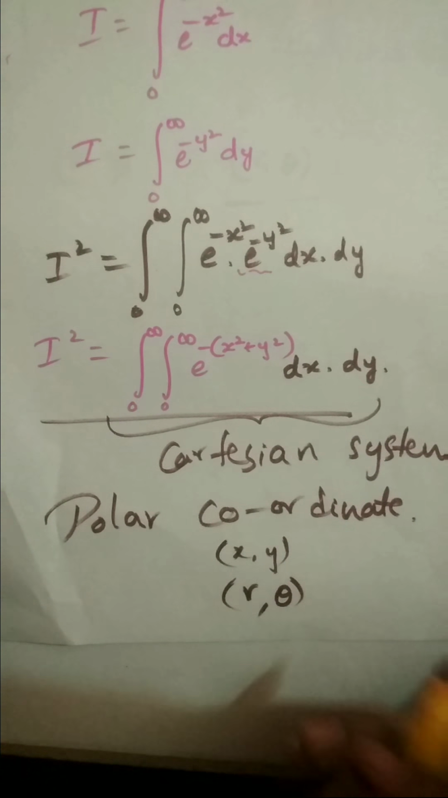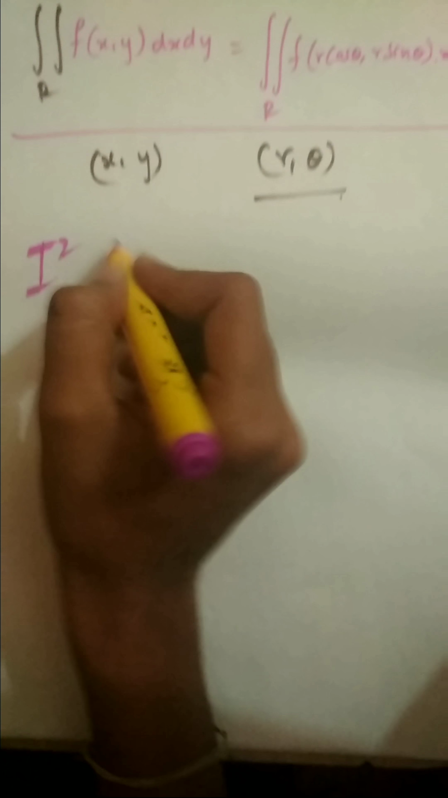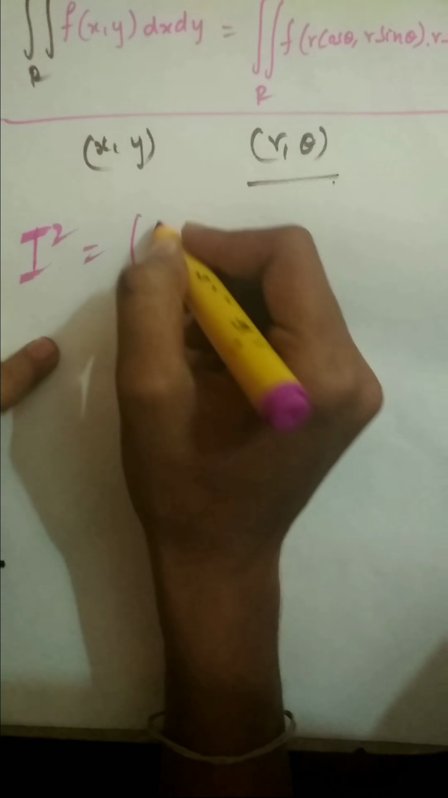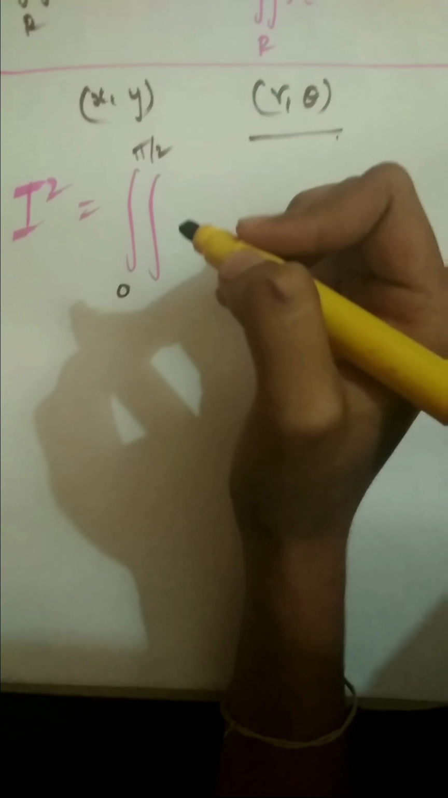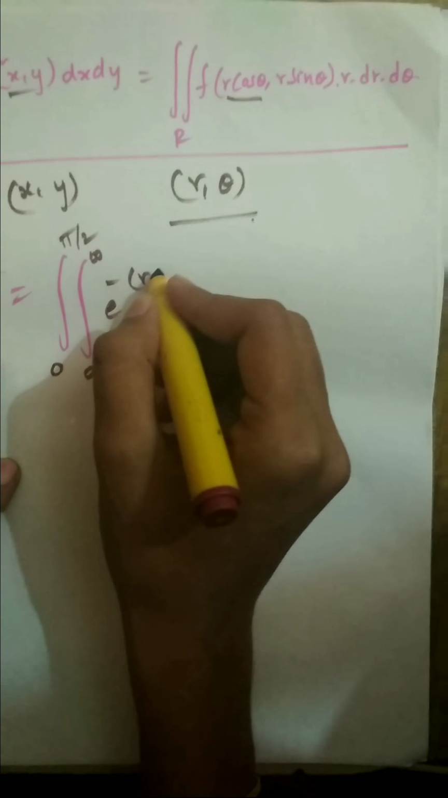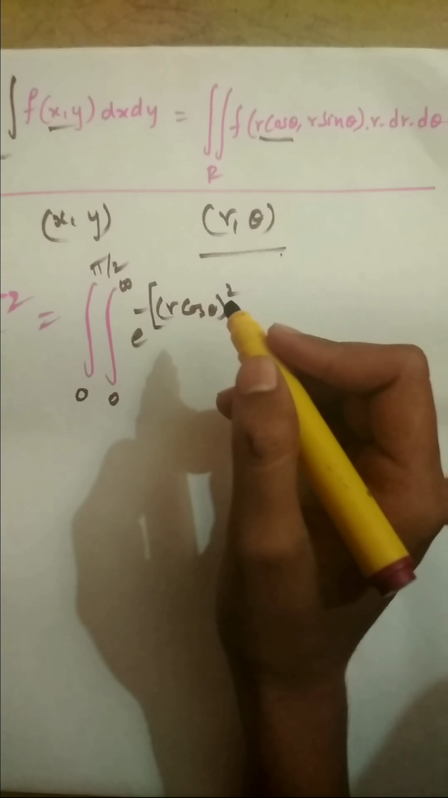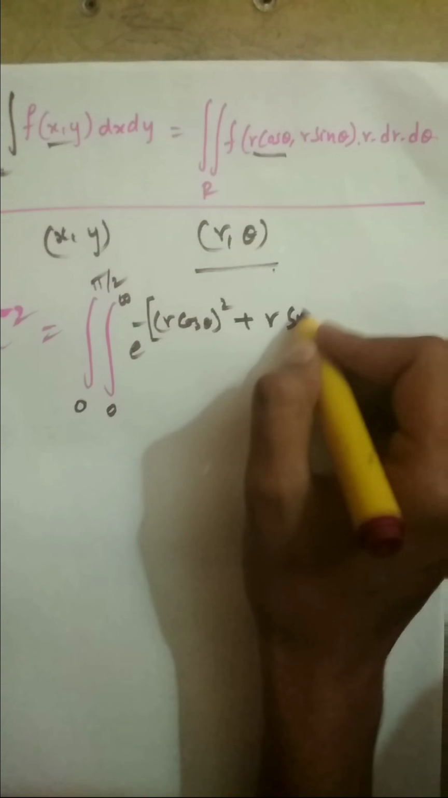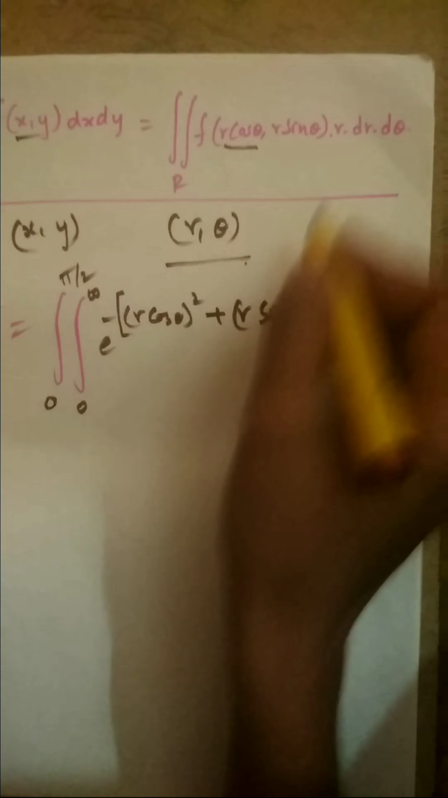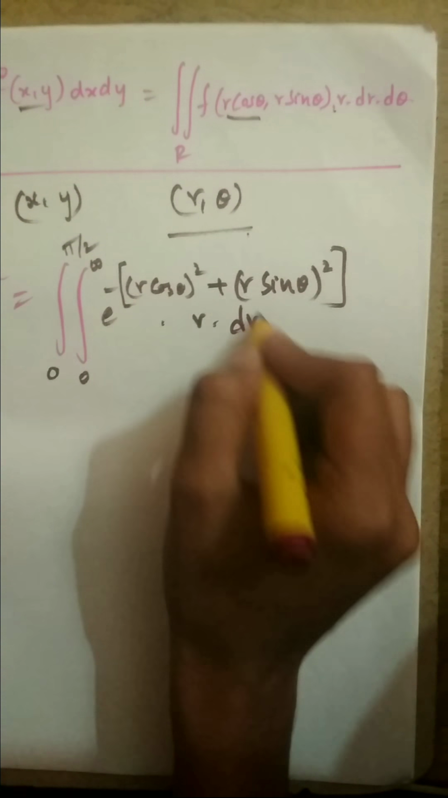Now we can reduce this equation as I square is equal to the double integral of, as the angle changes from 0 to pi by 2, that infinity can be reduced as from 0 to pi by 2, and this one remains from 0 to infinity, e power minus, x is nothing but r cos theta, so we have r cos theta whole square plus r sin theta whole square into r dr d theta.